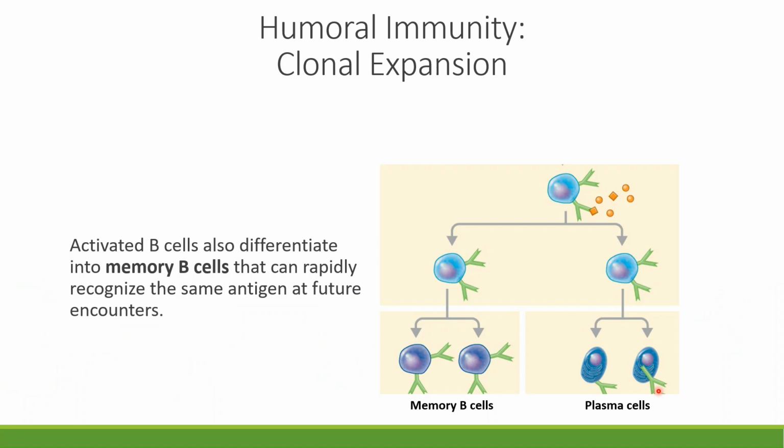These activated B cells into plasma cells can also be activated and differentiated into memory B cells. And these memory B cells remain in the body long term and enable a faster and stronger immune response if that same antigen or that same pathogen is encountered again. And that's what we mean by the memory of the adaptive immune system.